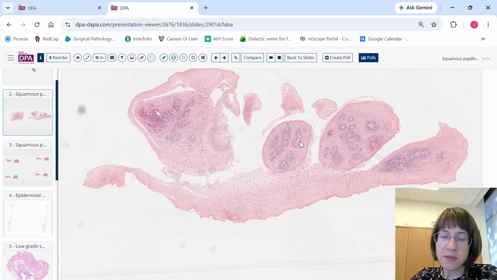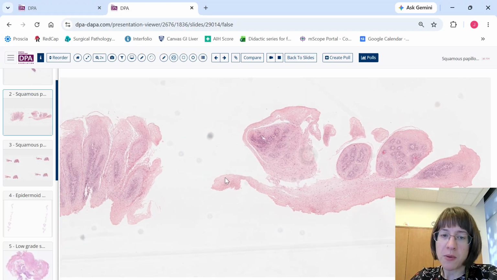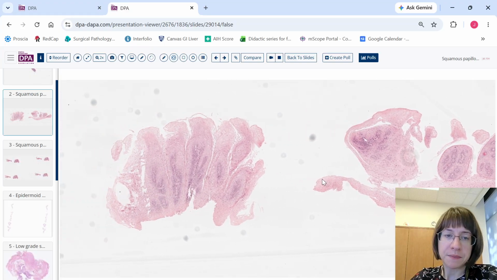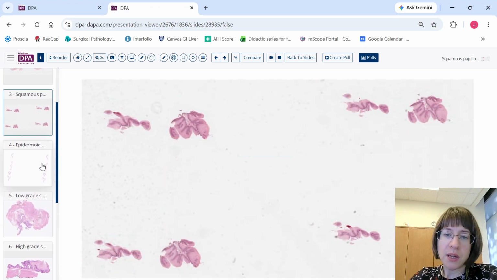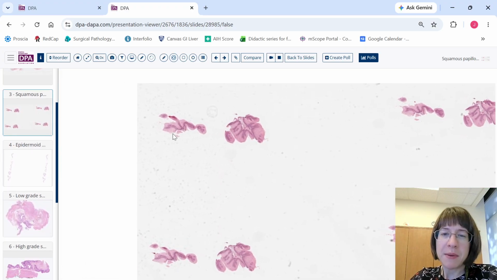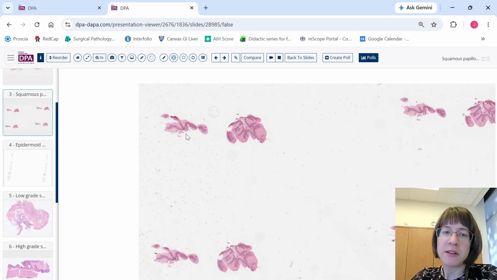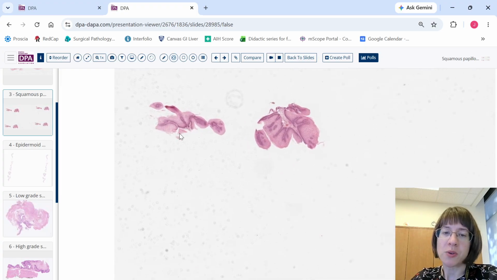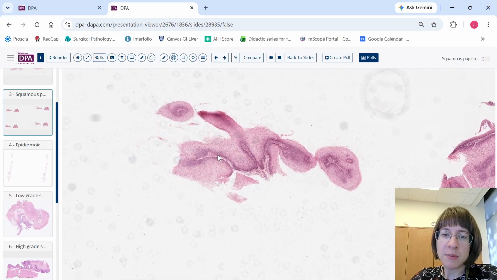So you can get these two different orientations of the tissue, and both of these represent a squamous papilloma. Going on to another case of squamous papilloma, this one's maybe a little bit more subtle. Again, this would have appeared as a bump in the esophagus or a little nodule. So this piece is a little bit better oriented.